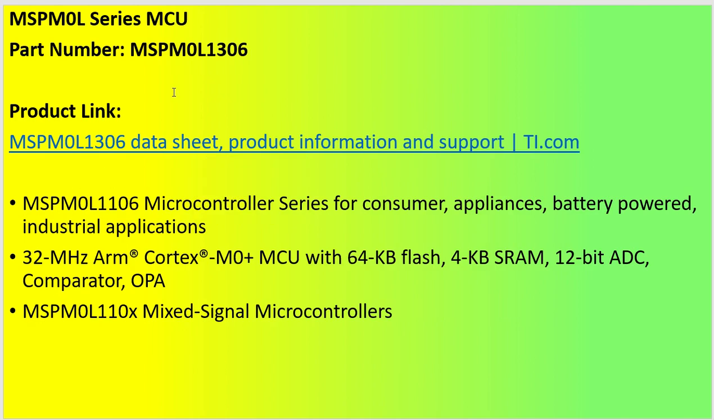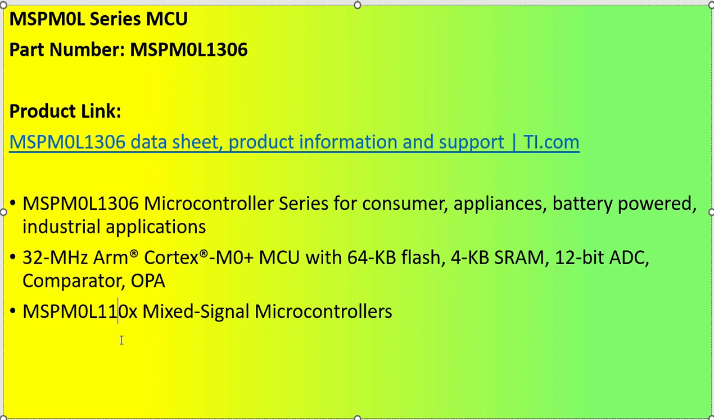In this session, if you can see, we have the product link here. The product link will give you the data sheet, product information, supports and everything. And as you can see, MSP-M0L1306 is for consumer applications, appliances, battery powered devices and industrial applications. It is a 32 megahertz ARM Cortex M0 MCU with 64 kilobytes of flash and 4 KB SRAM as well. It has inbuilt 12-bit ADCs, comparators, and an inbuilt operational amplifier is also there.